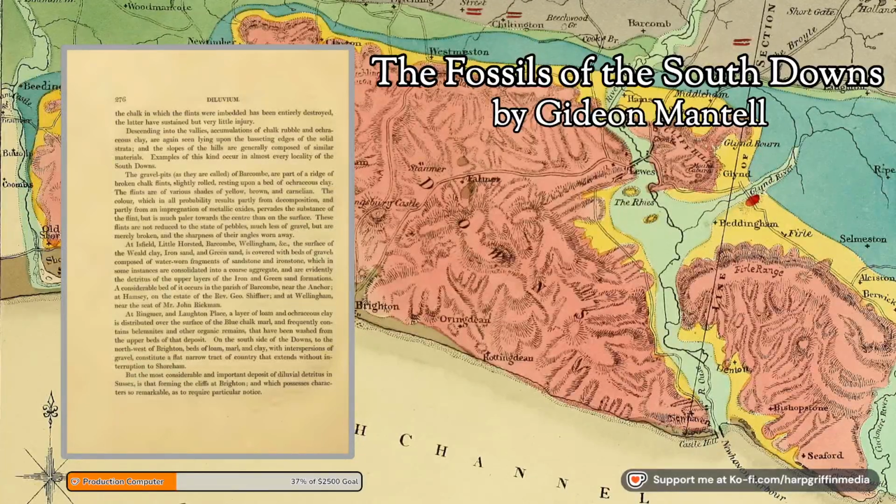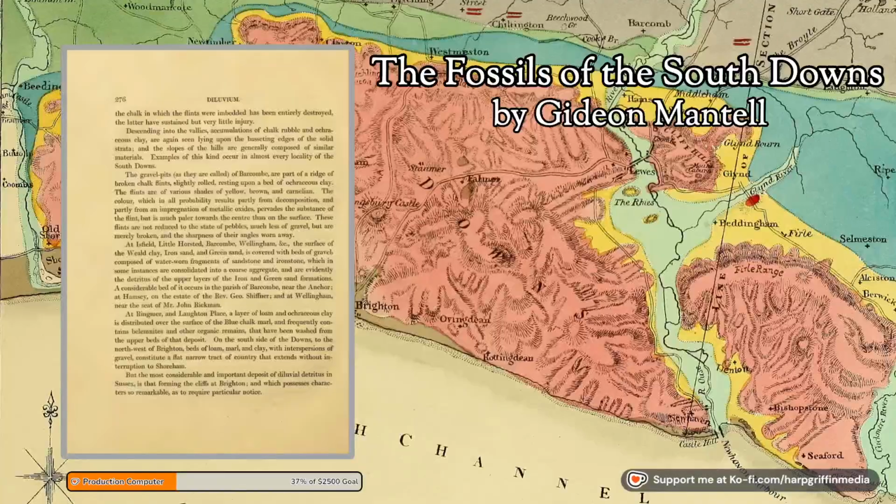At Isfield, Little Horsted, Barkham, Wellingham, etc., the surface of the weald clay, iron sand, and green sand is covered with beds of gravel, composed of water-worn fragments of sandstone and ironstone, which in some instances are consolidated into a coarse aggregate, and are evidently the detritus of the upper layers of the iron and green sand formations. A considerable bed of it occurs in the parish of Barkham, near the Anchor. At Hamsey, on the estate of the Reverend George Schiffner, and at Wellingham, near the seat of Mr.